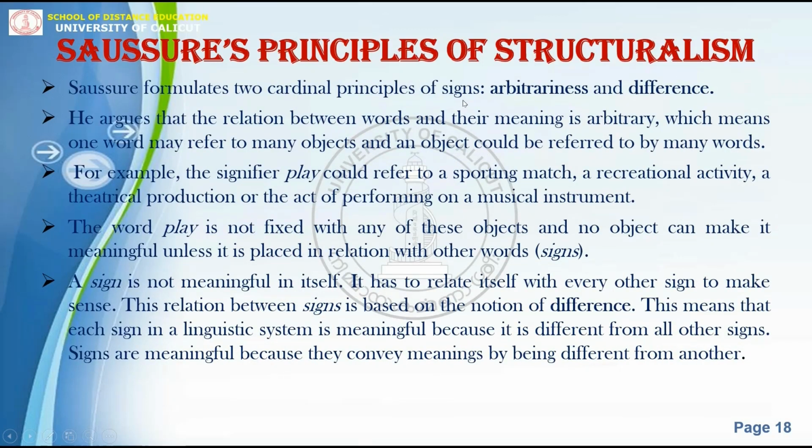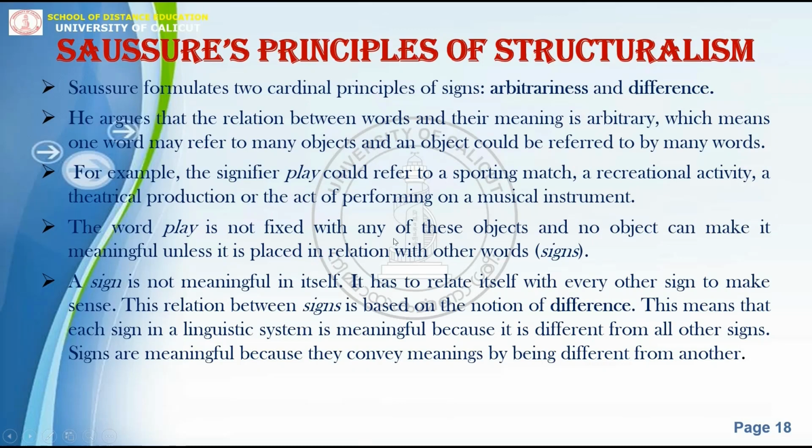So Saussure formulates two cardinal or important principles of science, that is arbitrariness and difference. He argues that the relation between words and their meaning is arbitrary, which means one word may refer to many objects, and an object could be referred to by many words. For example, the signifier play could refer to a sporting match, a recreational activity, a theatrical production, or the act of performing on a musical instrument. So the word play does not only mean that you play football. You enacting a drama, or the act of performing, is also known as play.